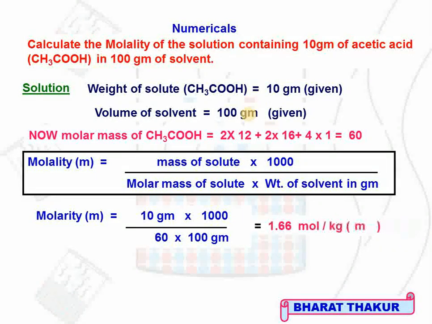which is coming 1.66 mole per kg or small m. So again, in case of molality also, you can write the unit of molality in two ways. Either you will write mole per kg or you will write only small m at the back of the value.